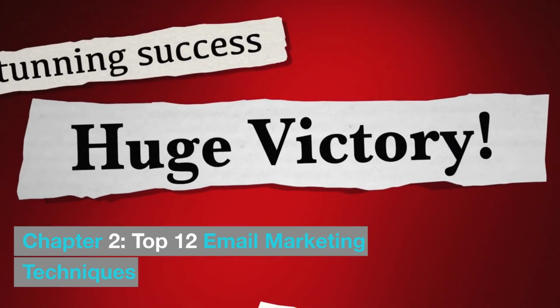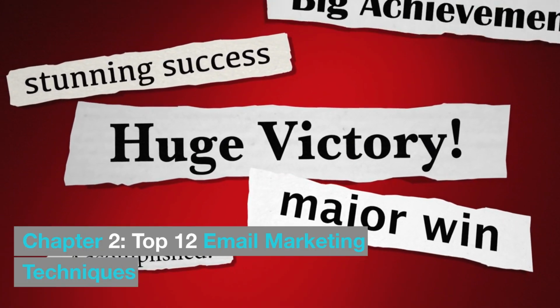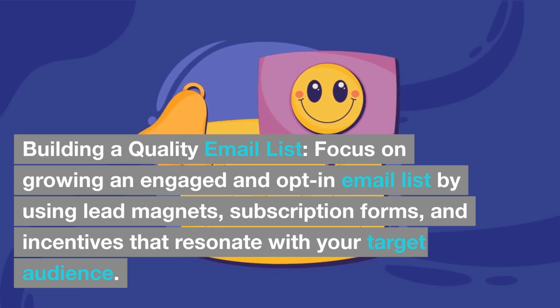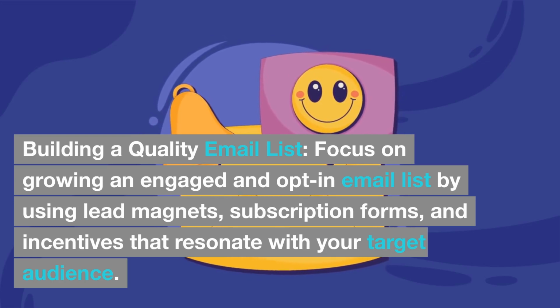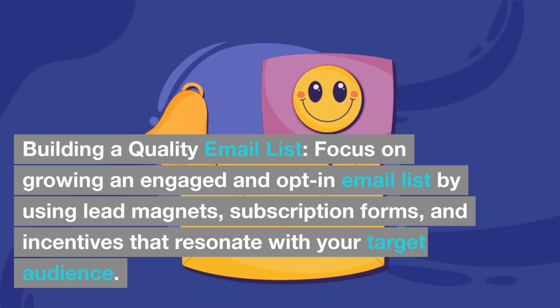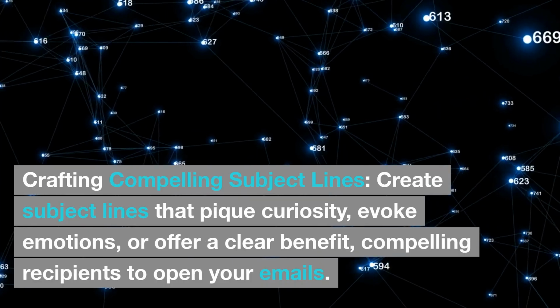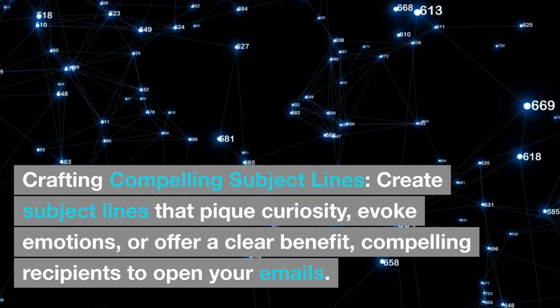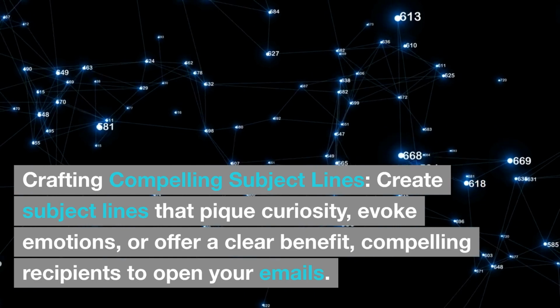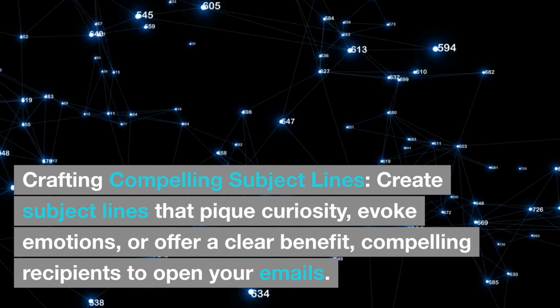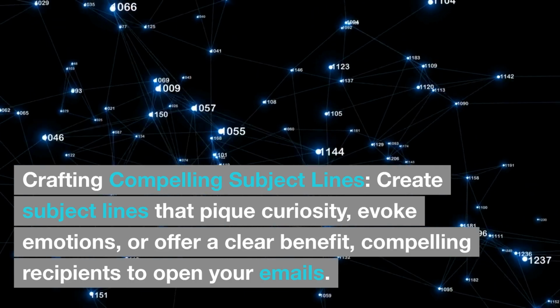Chapter 2. Top 12 Email Marketing Techniques. Building a quality email list. Focus on growing an engaged and opt-in email list by using lead magnets, subscription forms, and incentives that resonate with your target audience. Crafting compelling subject lines. Create subject lines that pique curiosity, evoke emotions, or offer a clear benefit, compelling recipients to open your emails.